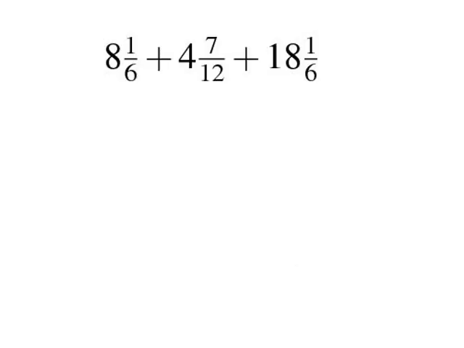Okay, so let's try one of these. I think I'm going to add my whole numbers first. So 8 and 4 is 12, plus 18. Okay.